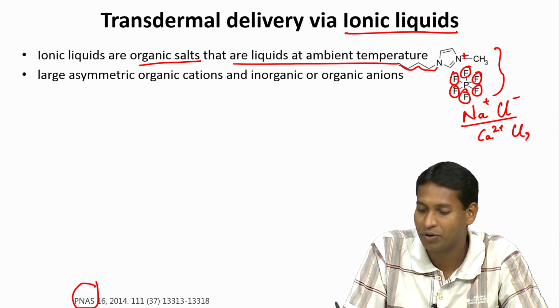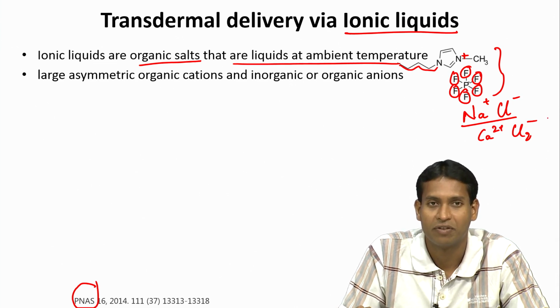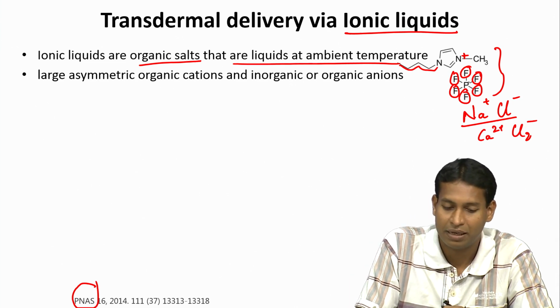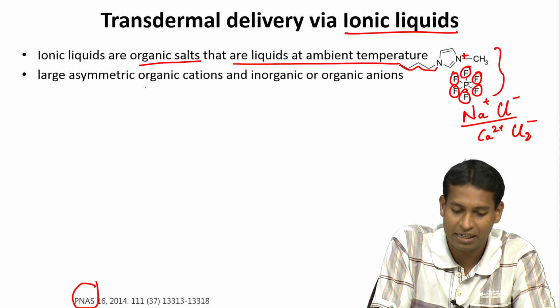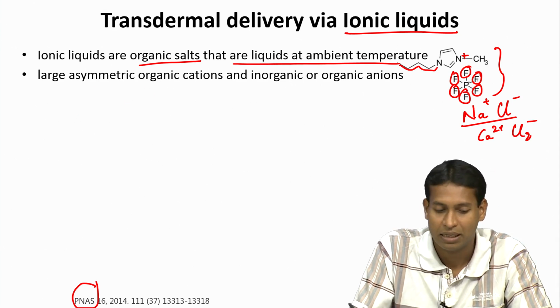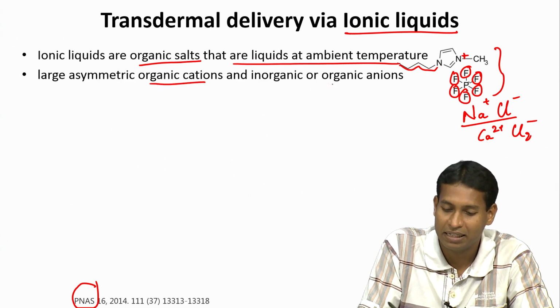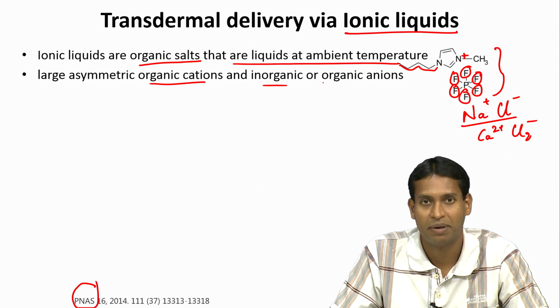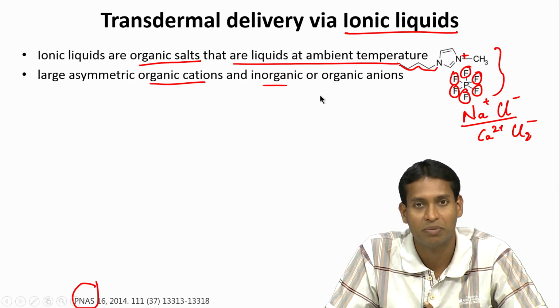So, if I have calcium chloride, you are talking about something of this configuration, but in this case there is a large asymmetry in the organic cations and the inorganic. So there could be organic cations, there could be inorganic cations, and vice versa for the anions as well, but at least one part has to be organic.